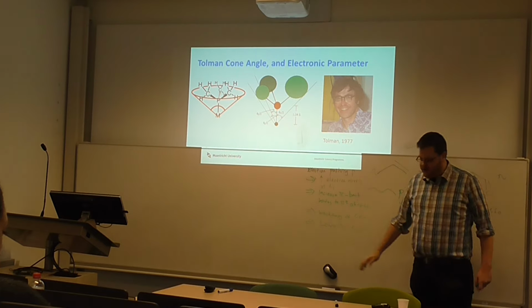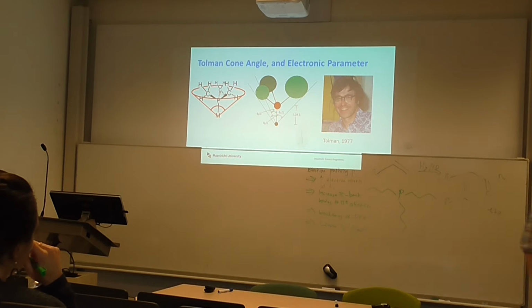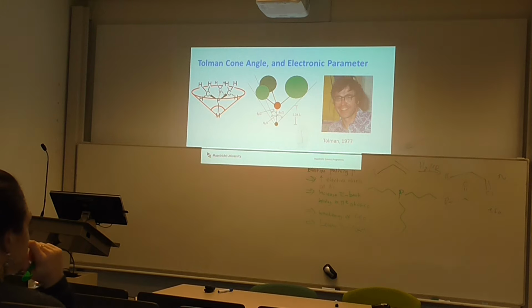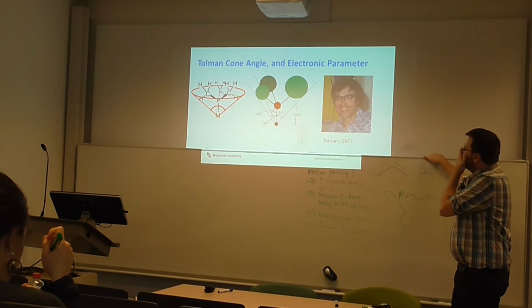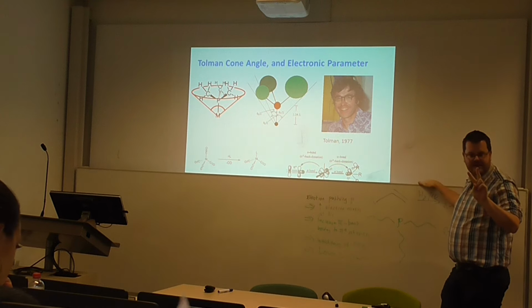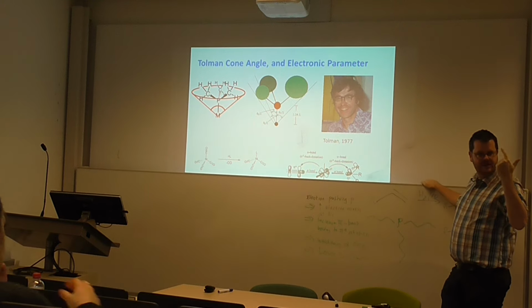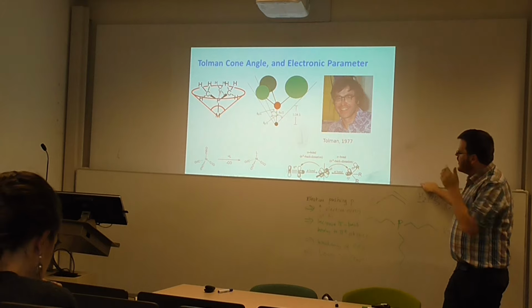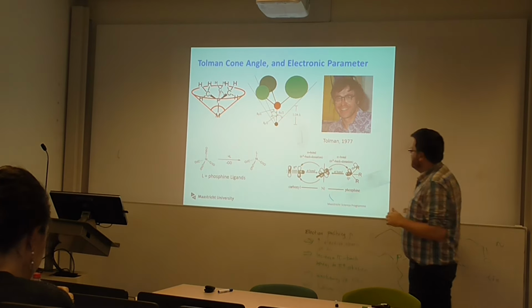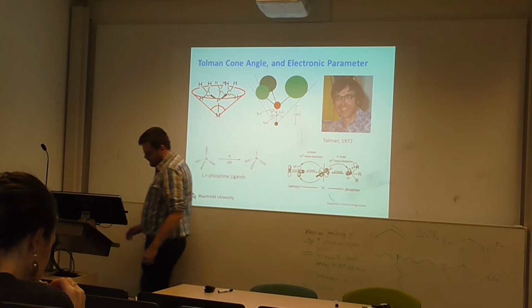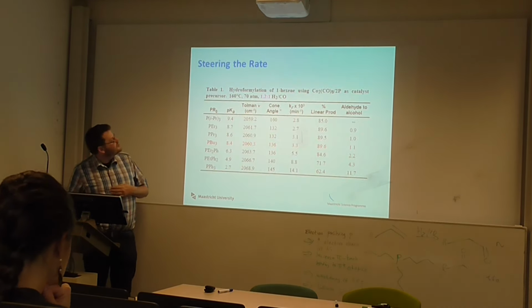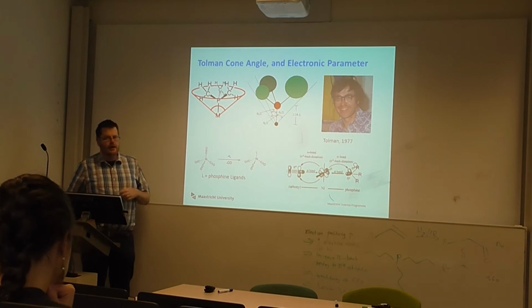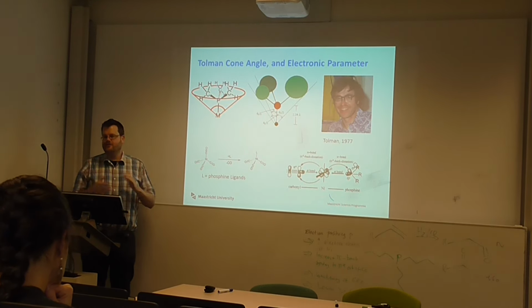And by the way, you can turn this all around and do it the other way for an electron poorer system. So now we've got two nice parameters. We've got one reflecting the steric demand and one reflecting electronics. We call this the Tolman electronic parameter. And so now we've got the cone angle and we've got the electronic parameter.